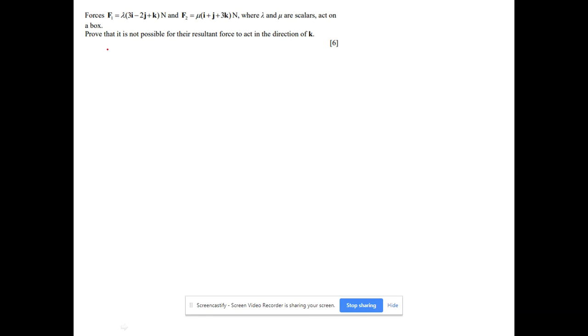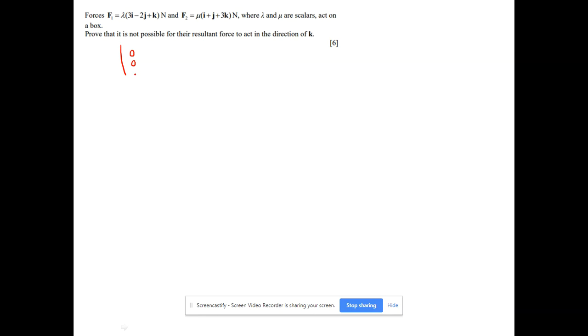We've now got a force. Prove that it's impossible for the resultant force to act in the direction of k. So if we're going to take this as though it is going to move in the direction of k, we're expecting no movement, and the resultant force has to be in this direction.